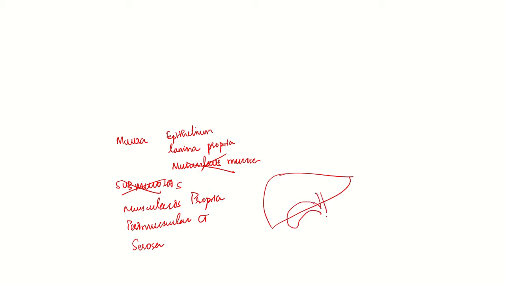Gallbladder is like this. So serosa is present only on the peritoneal side but not on the side adjacent to the liver. Here serosa is absent. So with these basic concepts in mind, let's see the T staging.